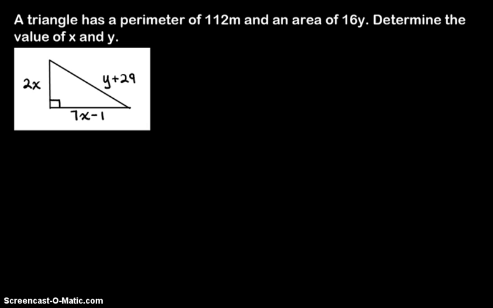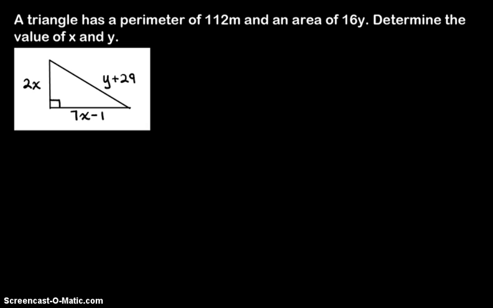So we're going to do two questions, just to give you an idea about what kind of questions would be involved when we do systems of equations. So without further ado, let's start on the first one. Okay, so let's look at the question. A triangle has a perimeter of 112 meters and an area of 16y.